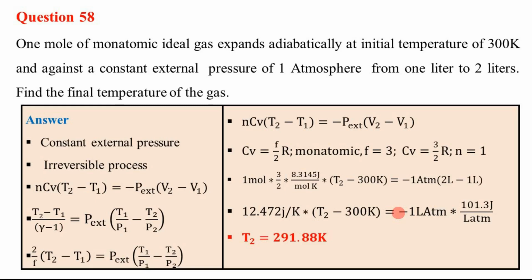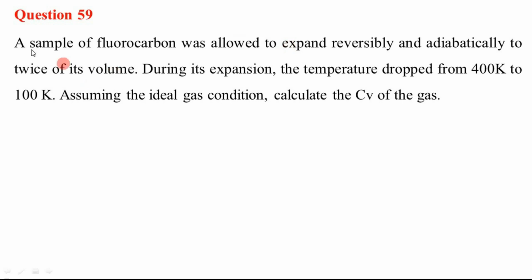We have also 59. Question 59 is saying a sample of fluorocarbon was allowed to expand reversibly and adiabatically. You have a reversible process to twice of its volume. That's why here we are having V1 is equal to V1 and V2 is equal to 2 times V1. During its expansion, the temperature dropped from 400 Kelvin to 100 Kelvin.